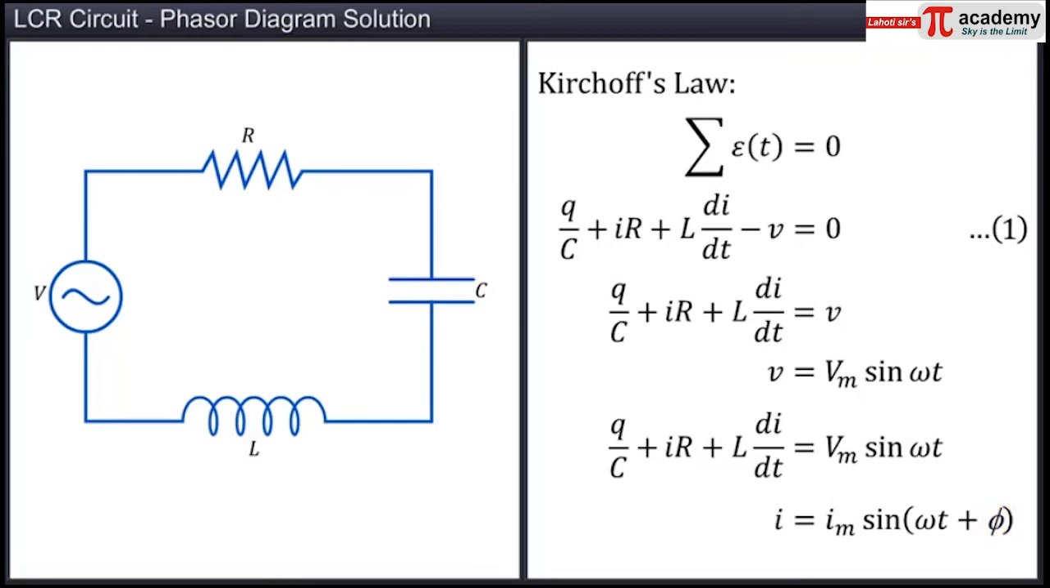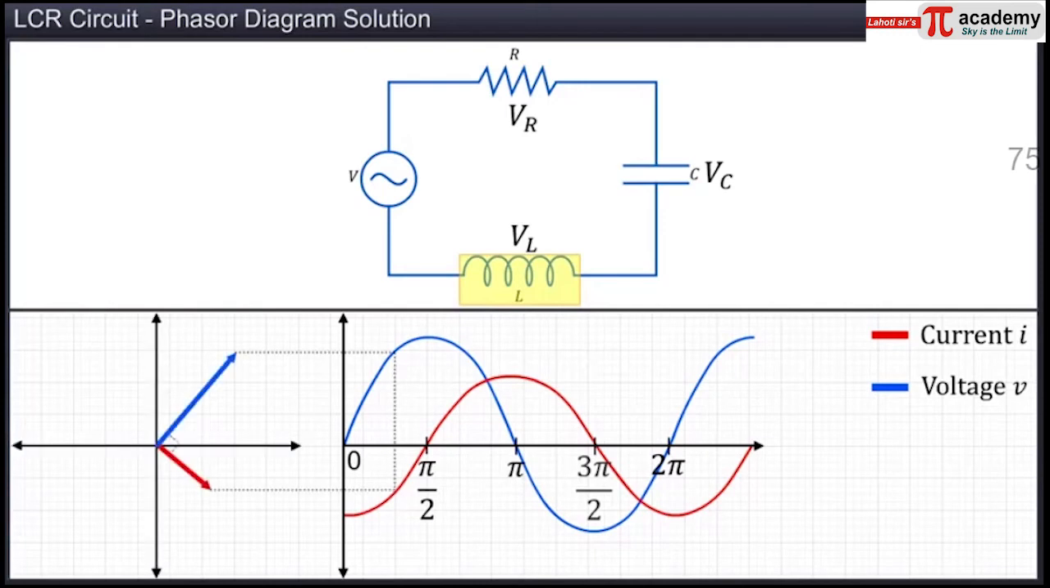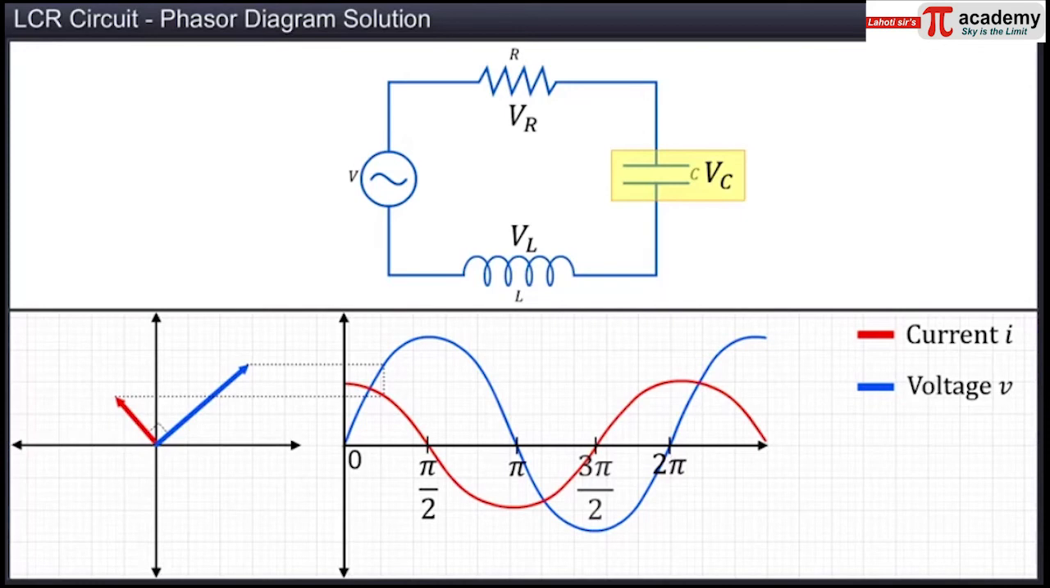Now we will use the phasor approach to find the expression for the instantaneous current I. Let the instantaneous voltages or potential differences across the three circuit components be VL for the inductor, VR for the resistor, and VC for the capacitor. We know that the voltage in the inductor leads the current in the circuit in phase by pi by 2 in a pure inductive circuit. The phasor diagram for the inductor shows the phase relation between V and I in the inductor. Conversely, the voltage in the capacitor lags the current in the circuit in phase by pi by 2 in a purely capacitive circuit. The phasor diagram for the capacitor shows the phase relation between V and I in the capacitor.